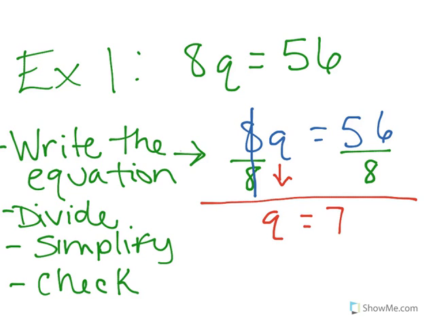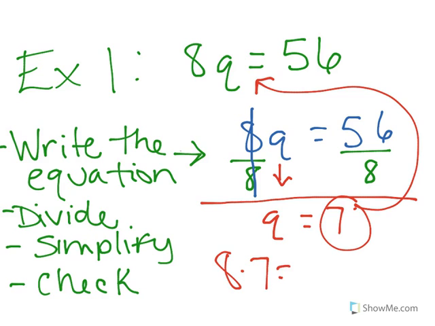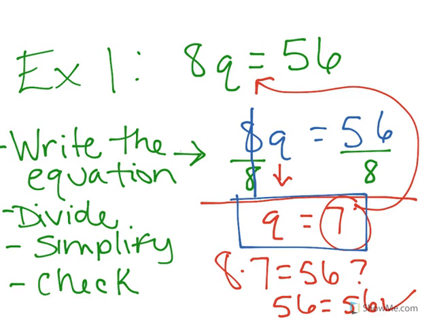So now I have to check my work. I'm going to plug 7 back into my equation. So I'm going to say, does 8 times 7 equal 56? And I'm going to say 56 does equal 56. So my answer checks out. So my answer really is q equals 7.